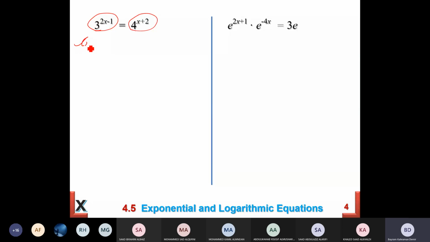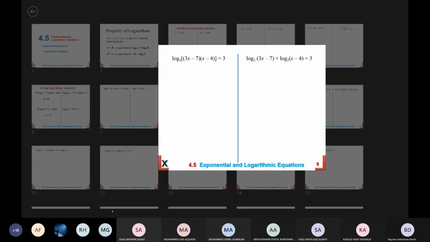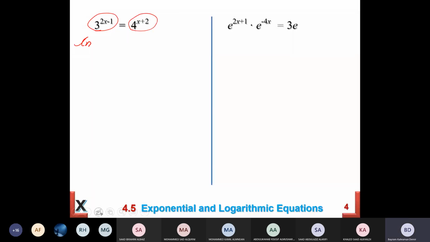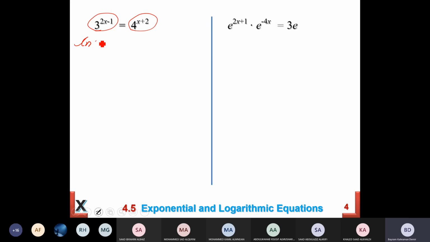But I'm going to use ln of one side: ln of 3 to the 2x minus 1 equals ln of 4 to the x plus 2.